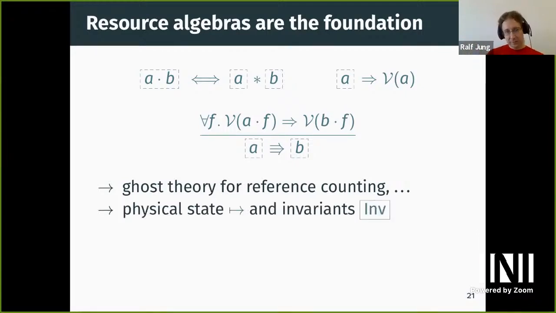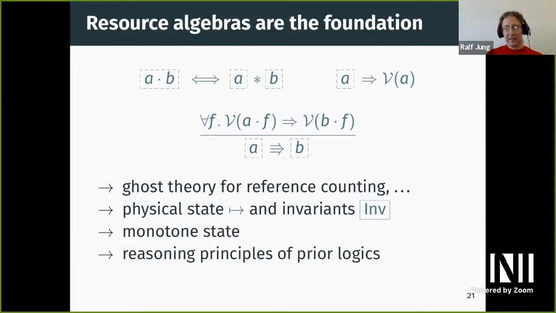In fact, we can also derive from this the theory that governs the reasoning principle for physical state itself, and by doing some more interesting high-level mathematical work, also the theory that governs invariants. So invariants in Iris are also just another kind of resource algebra. The common idea of monotone state, which you can often find in concurrency verification, is also just an instance of this general pattern. And finally, the complicated reasoning principles that have been taken as primitive in prior logics, which are the foundation for a whole bunch of interesting case studies in those logics, can also be derived from resource algebras.